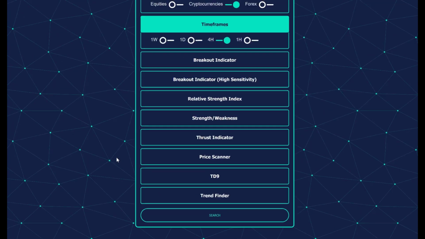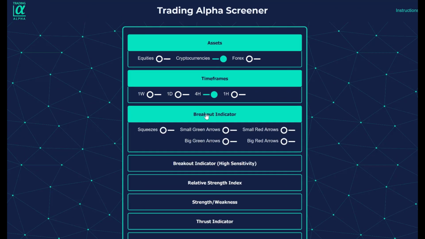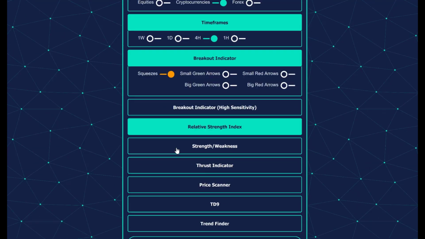Okay, so now let's give it a run. Let's give it a go here. So we have cryptocurrencies, we have 4 hours. Let's say that we're just going to search for a regular squeeze. Now remember, this is showing that it's going through a volatility squeeze, it's going through some consolidation, and it's about to break out to the upside or downside, and you kind of want to watch those stocks. Let's say that's what your game plan is.